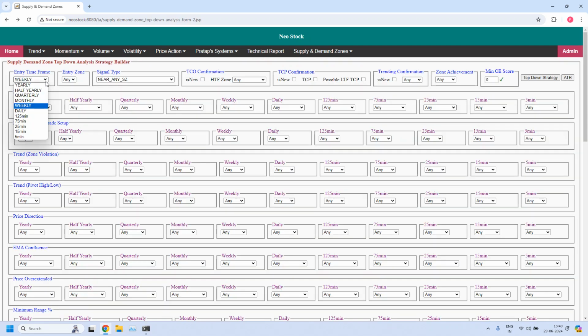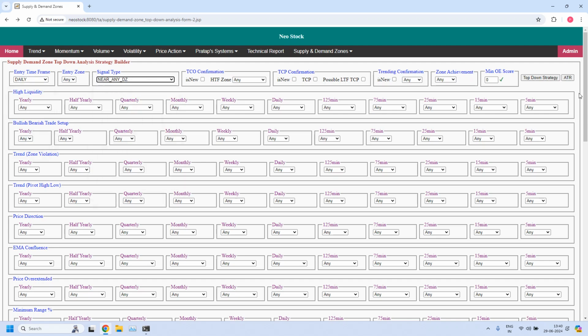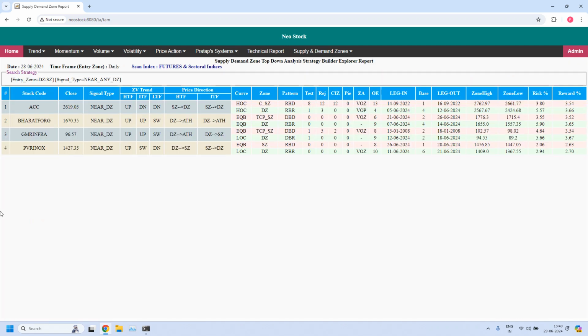Going back, changing the time frame to daily. Entry time frame is daily. Let us find the stocks near daily demand zone. 4 stocks are filtered near to the daily demand zone. Let us check any high liquidity daily demand zones. No, we don't have any high liquidity demand zones from this list.